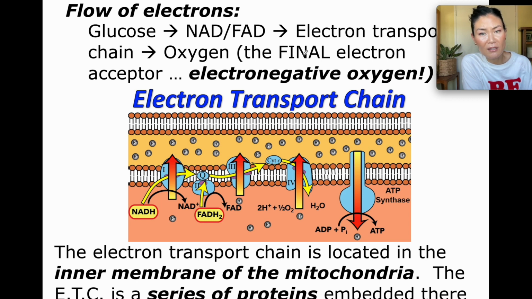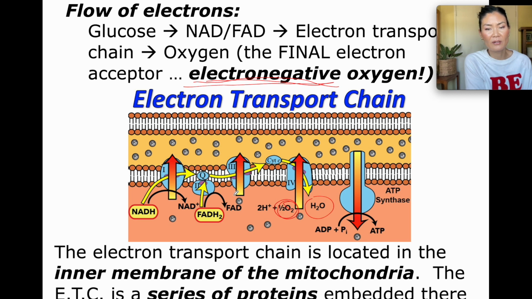And why is oxygen the final electron acceptor? Remember we said that oxygen is electronegative. Oxygen is the final electron acceptor because oxygen is electronegative. It loves electrons, right? It's going to attract the electrons. So the electron transport chain is embedded in that inner membrane of the mitochondria where you've got a series of proteins where the electrons are going to flow through it. You can see in this diagram, the yellow arrow shows you the pathway of the electrons. And the final electron acceptor is O2, and it's going to combine with those electrons to make water.